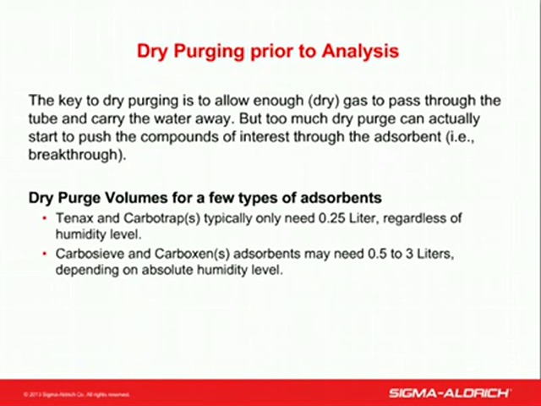So that leads us into dry purge prior to analysis. The key to dry purging is to allow enough dry gas to pass through the tube and carry the water away. But too much dry purge can actually start to push the compounds of interest through the adsorbents, and we'll get some breakthrough. So here are some recommended dry purge volumes for a few types of adsorbents. 10X, Carbotraps, and Carbopacks typically only need 1/4 of a liter, regardless of the humidity level. But Carbosieves and Carboxen adsorbents may need 0.5 to 3 liters of dry purge, depending on the absolute humidity level.